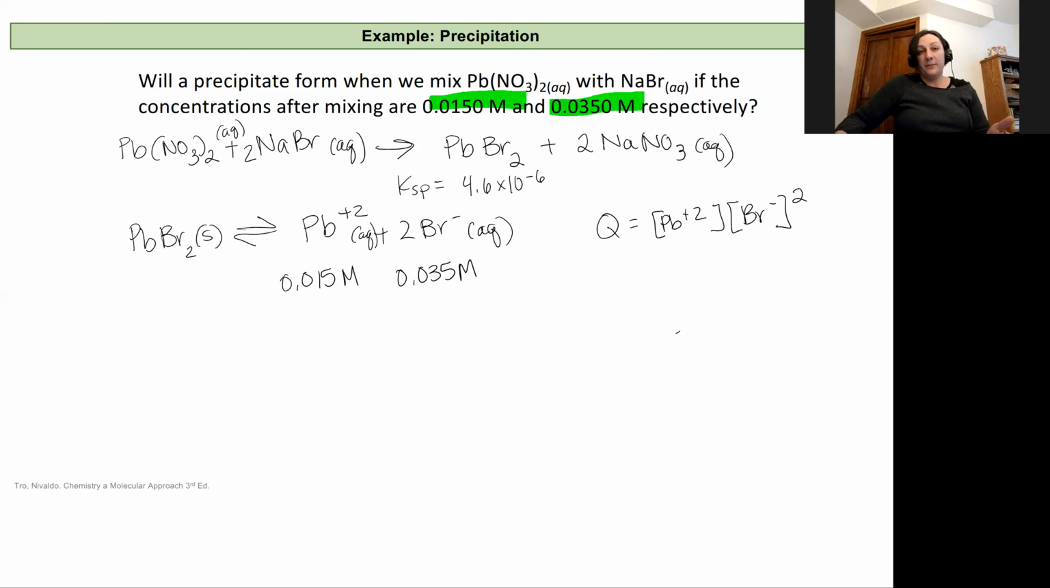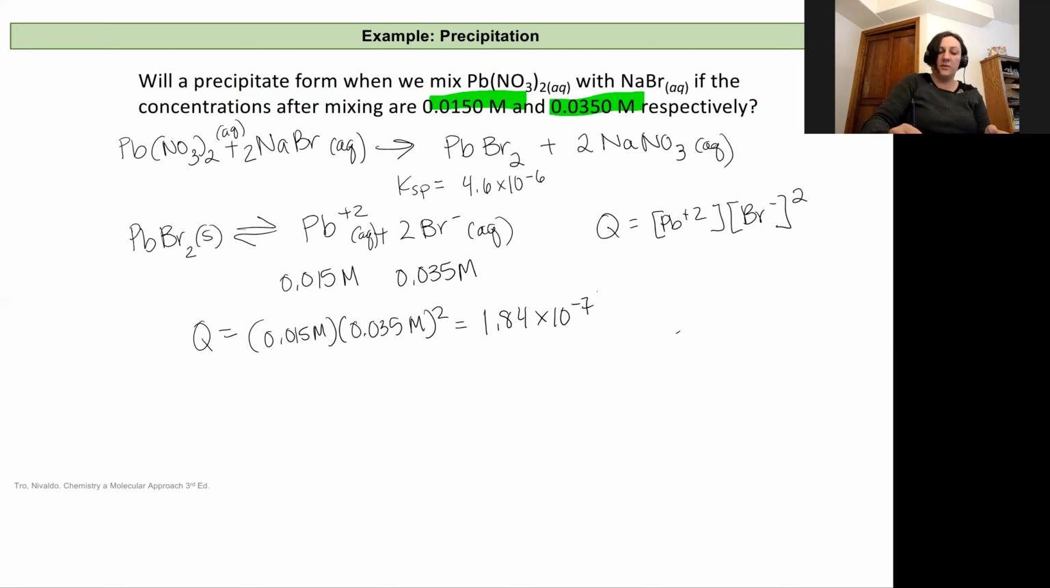At this point, I'm just going to plug my values into the Q expression that I already made. So my Q is going to be equal to 0.015 molar times my 0.035 molar squared. And when I plug that into my calculator, I'm going to get a value that's 1.84 times 10 to the -5. Sorry, misread my own handwriting.